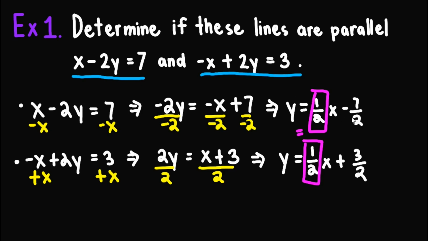Next, if we try to observe the y-intercept, observe that they are not equal. So we got the second condition for parallel lines correctly. Therefore, we can conclude that these two lines are parallel.